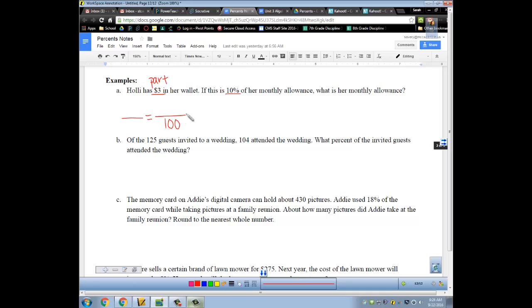100 always goes in the bottom right, 10%, so that goes over 100. Since 3 is just part of the total, that's going to go on top, and I don't know the total allowance that she makes. Cross multiply to get 300 divided by 10 is 30. So her monthly allowance would be $30.